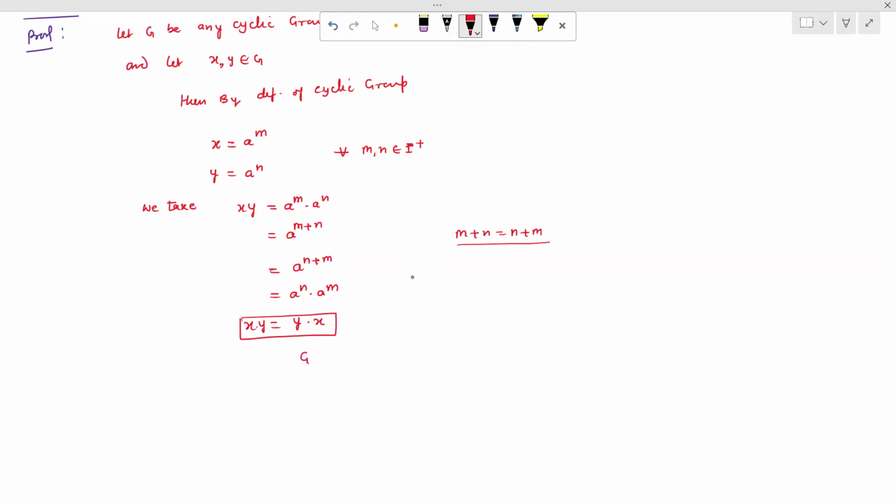So G is an abelian group, because we are solving for a cyclic group. The cyclic group means G itself is a group, so we only want to prove the commutative property, the fifth property, for proving an abelian group.